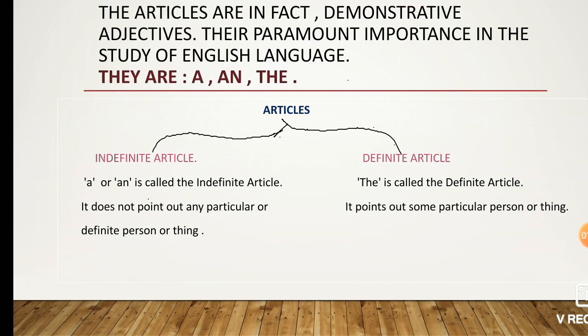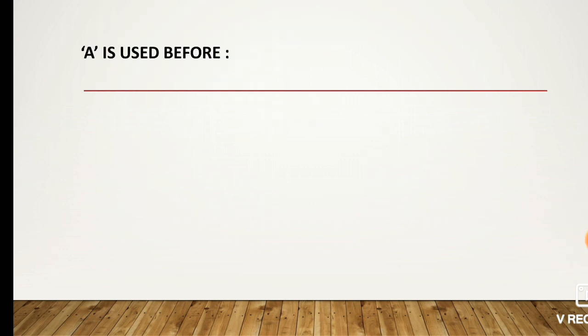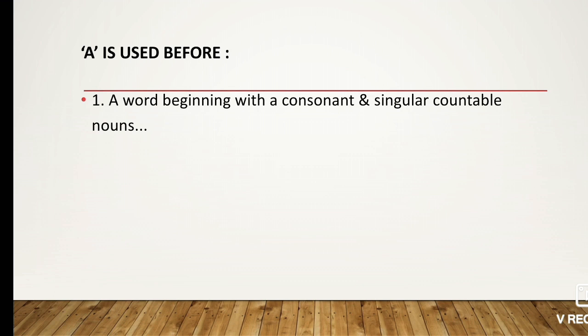The articles are in fact demonstrative adjectives, and they are of paramount importance in the study of the English language. So, we start to learn the use of articles. First, a is used before: one, a word beginning with a consonant and singular countable nouns. For example, a year, a hero, a pen, a teacher.